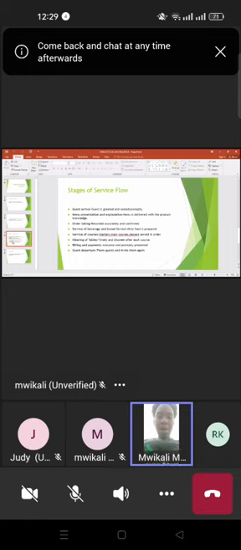The second one is the menu presentation and explanation, whereby a waiter explains the menu to the guests and where you give the guests the space to choose the food that is indicated in the menu.